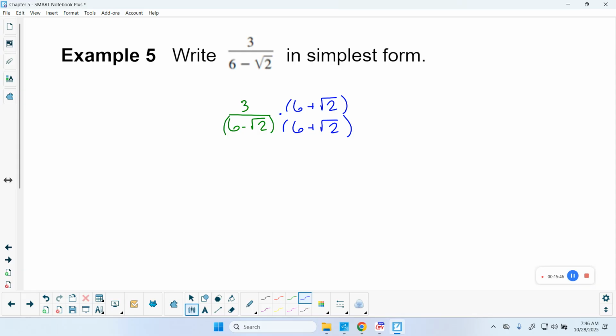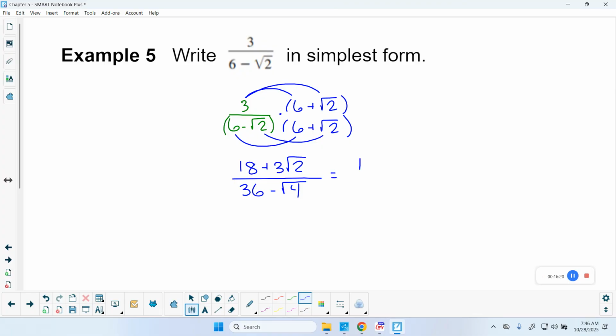Okay. So once we know what we are multiplying by, we're just going to go ahead and multiply straight across. So we're going to take the 3, we're going to multiply that through. 3 times 6 is 18. 3 times root 2 is just 3 root 2. In the denominator, because you guys are multiplying by the conjugate, the only terms you have to multiply together are the first terms and the last terms. So 6 times 6 is 36. Negative root 2 times root 2 is negative square root of 4.